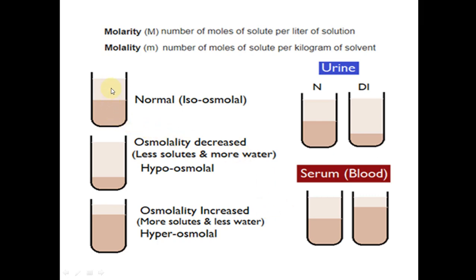Here this is an isoosmolar plasma. The concentration of solutes and the content of water are within defined ranges. But in diabetes insipidus, what happens is that there is no antidiuretic hormone and no reabsorption of water from the urine. So the urine becomes hypoosmolar. Large amounts of water are passed as compared to the concentration of the solutes.